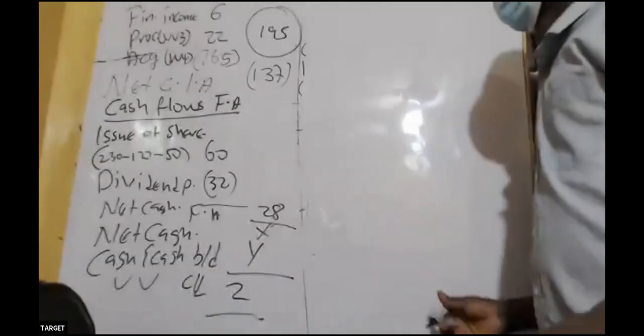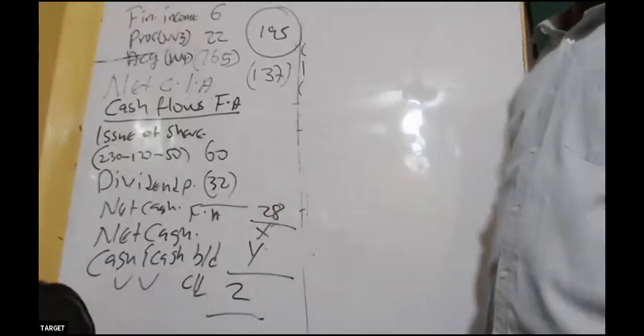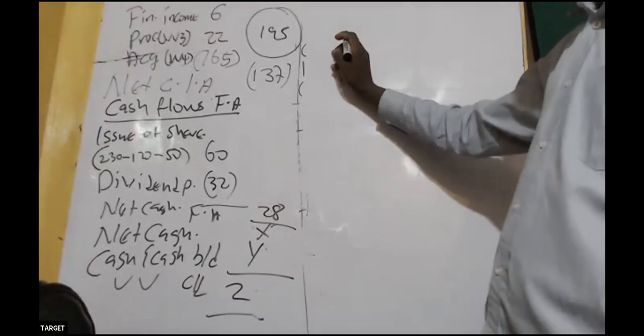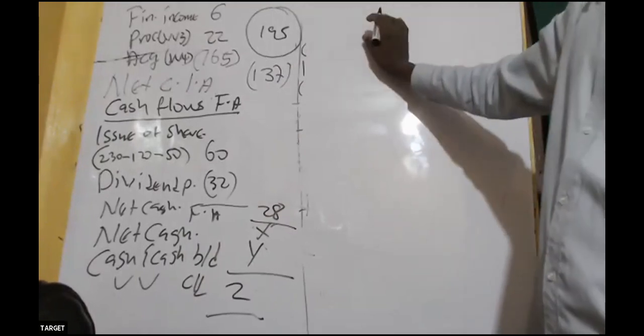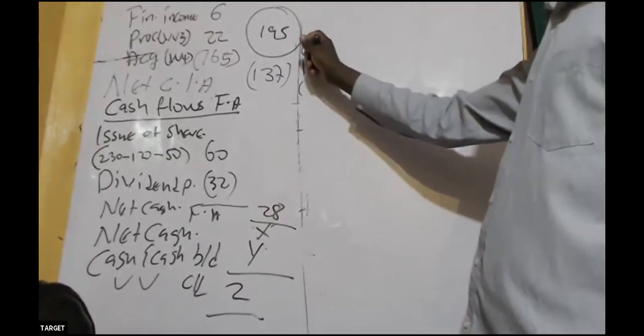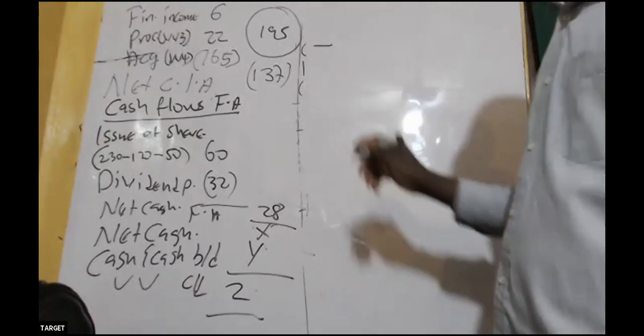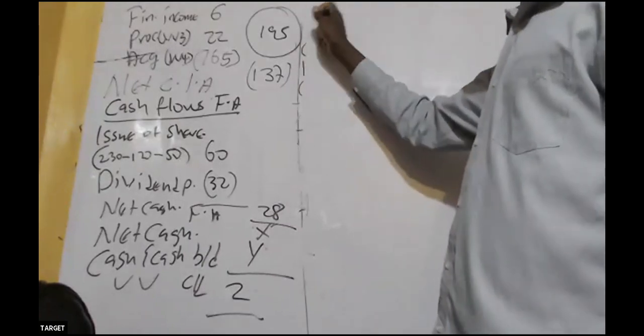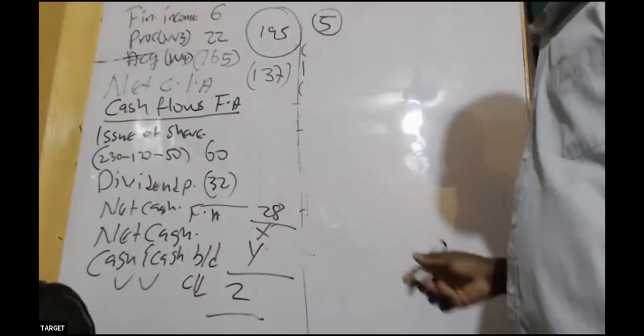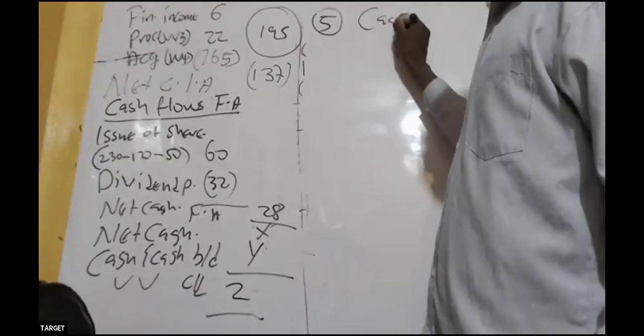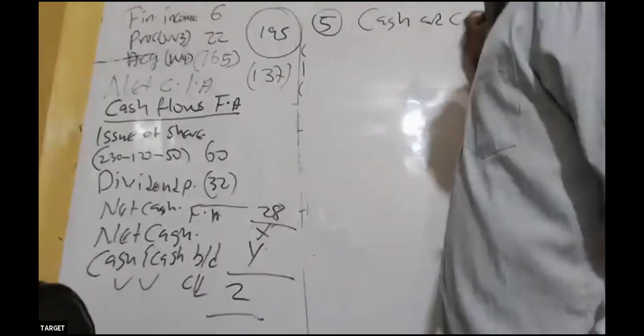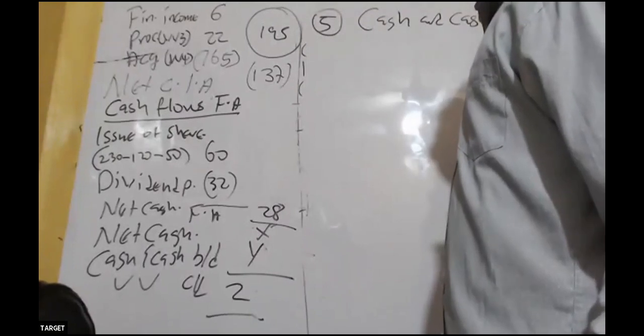Please and please again, this is how you must compute your cash and cash equivalent. You can do it on a face, but workings number 4 or 5. Workings number 5. Cash and cash equivalent.